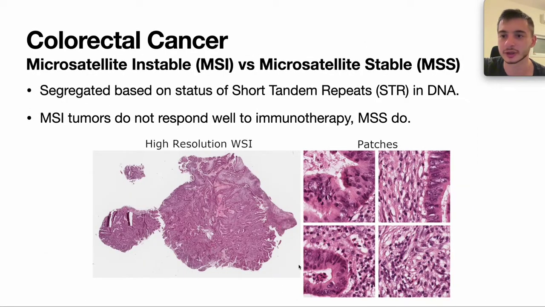So first thing, our data was taken from patients with colorectal cancer. Basically, there's two types of them, MSI and MSS. And we want to be able to classify between them because they can have significantly different treatment prospects.